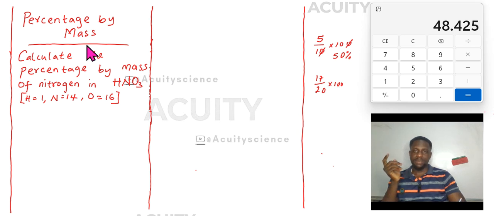So when they say percentage by mass, they're simply saying you should find the total mass of the compound, the molecular mass of the compound, and then take out the mass of nitrogen in particular, use it as your numerator up here, divide it by the total mass of everybody, and multiply by 100. Very easy. All right, let's do it.